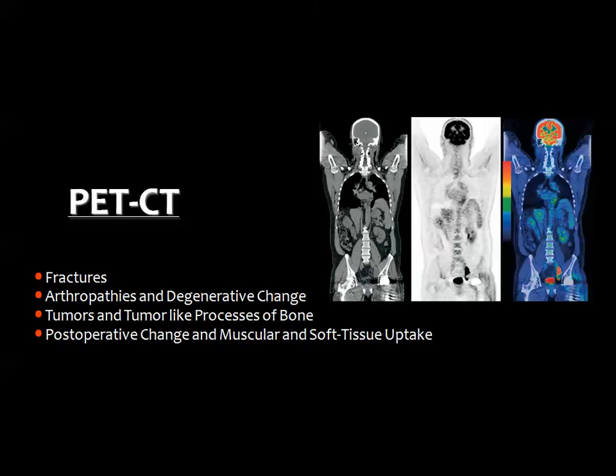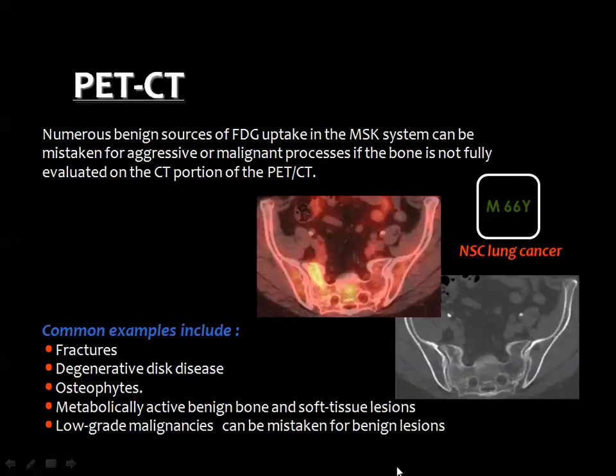PET was first introduced as a single machine, PET without CT. Then later on, it was coupled with CT to improve the anatomic details in order to know what is this and what is that. And by PET CT, we can know that this is the urinary bladder and this is located in the pelvic bones. Then the combination of PET and CT is valuable in detection of metabolically active lesions like fractures, arthropathies, degenerative diseases of the spine, tumors, and tumor-like structures in the bone. And it's also very valuable in post-operative evaluation to look for residual tumor, for example, or post-operative complications.